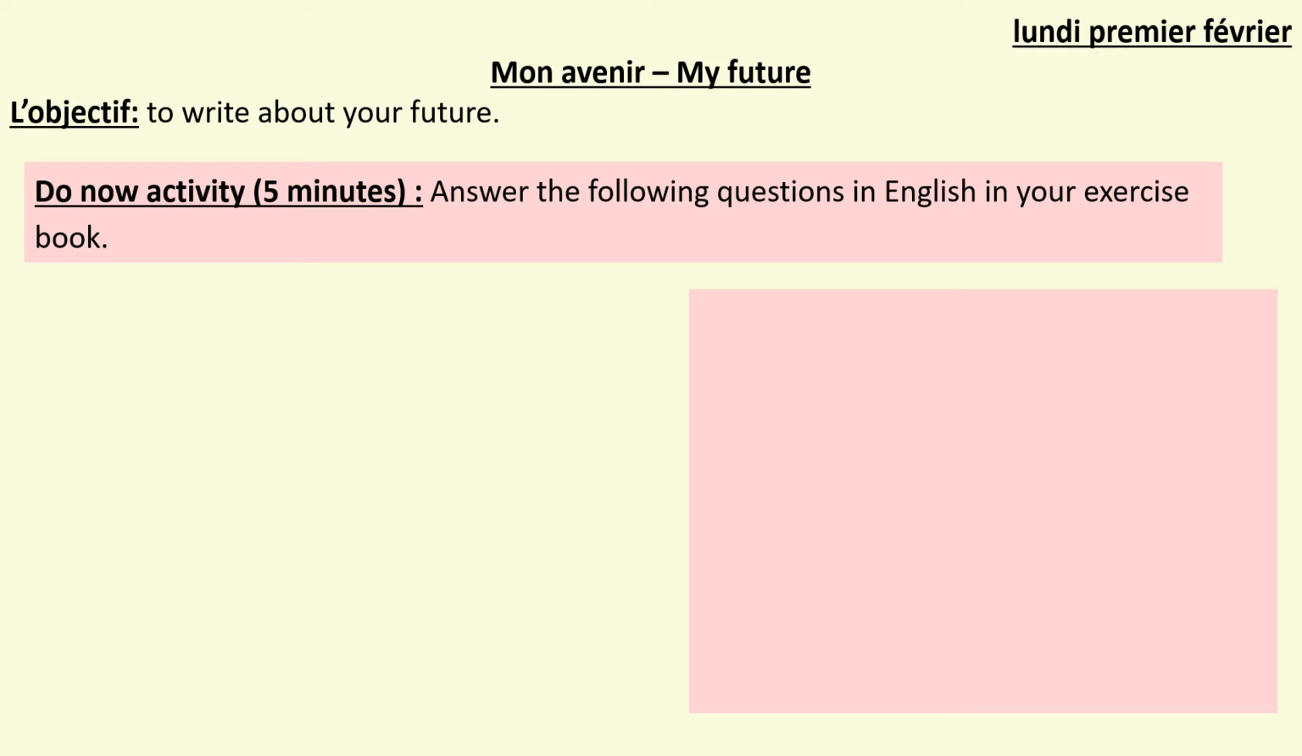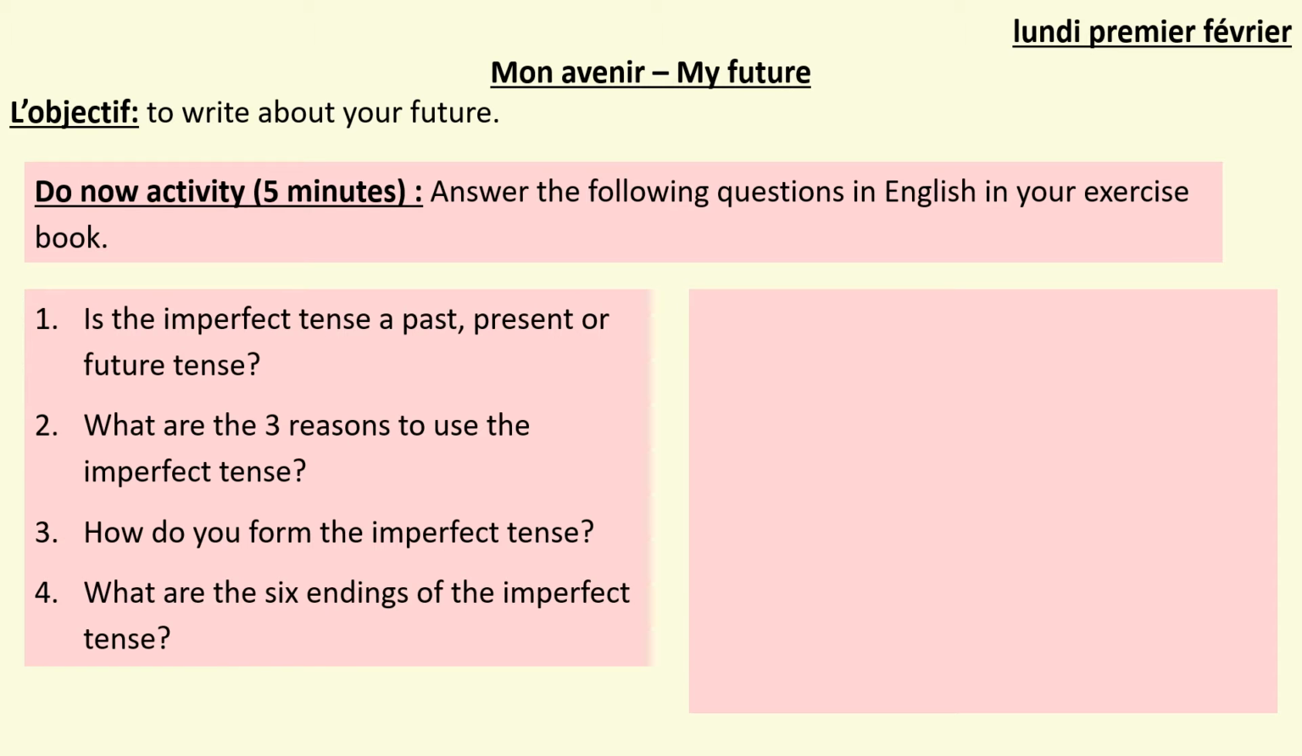Now your do now should take about 5 minutes. I want you to answer the following questions in English in your exercise book. So these are based on what you've been doing for the previous lessons with Monsieur Bolis. So I want you to answer the 4 questions in your book. Press pause now to answer them, press play to get the answers.